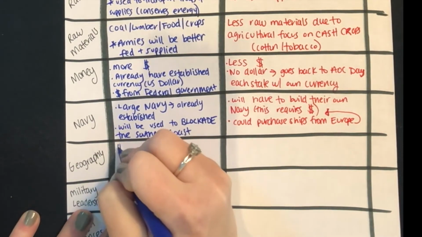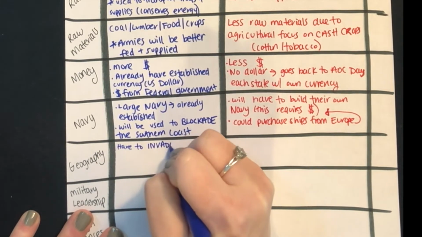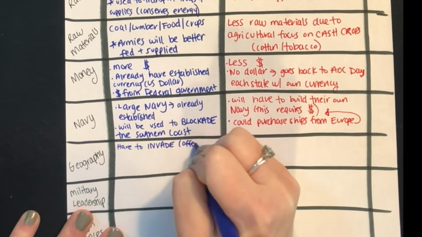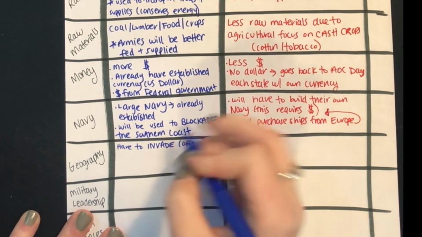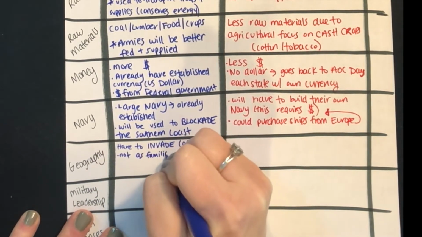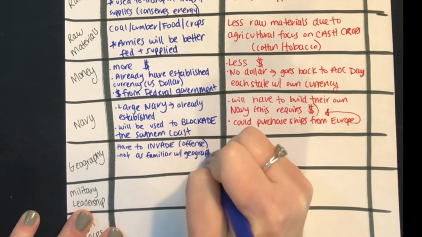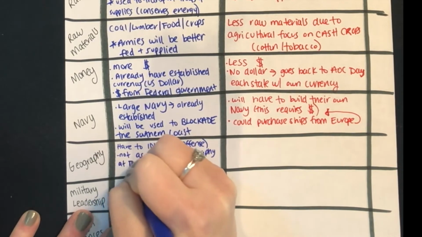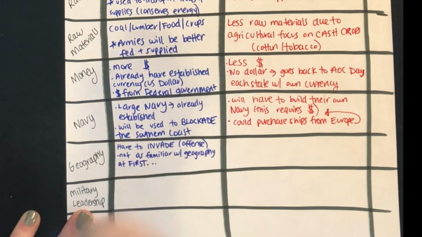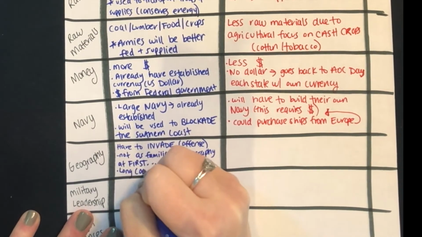Okay, geography. You should remember this from the Revolutionary War. The North, they're trying to bring the South back into the Union. They have to invade, which means that they are on the offensive. That means that they're not as familiar with the geography in the South, the different little mountains and rivers that they could use to their advantage. Remember, at first, maybe once they're in, they can learn.